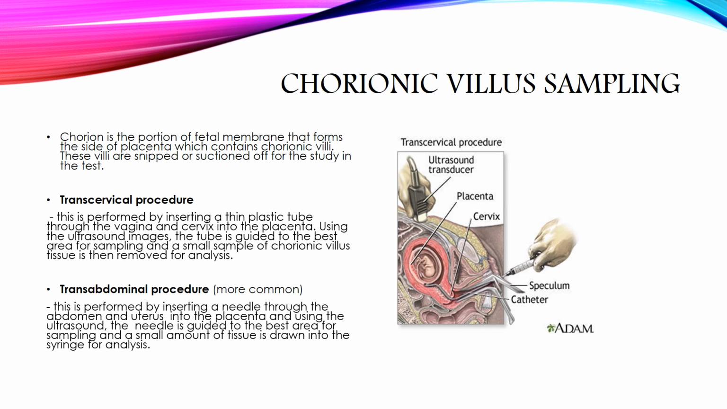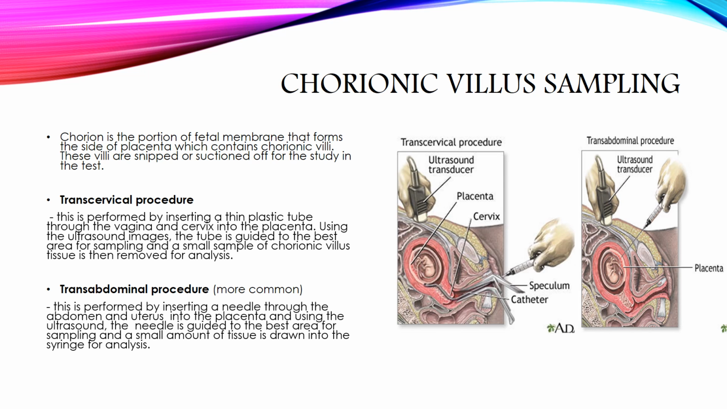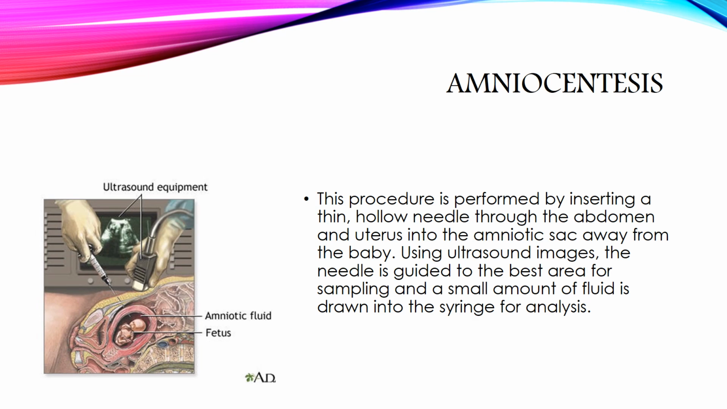Transabdominal procedure. This is performed by inserting a needle through the abdomen and uterus into the placenta, and using the ultrasound images, the needle is guided to the best area for sampling and a small amount of tissue is drawn into the syringe for analysis. This picture shows how the transabdominal procedure is done. Next is the amniocentesis. This procedure is performed by inserting a thin, hollow needle through the abdomen and uterus into the amniotic sac away from the baby. Using ultrasound images, the needle is guided to the best area for sampling and a small amount of fluid is drawn into the syringe for analysis. This picture shows how the amniocentesis is done.